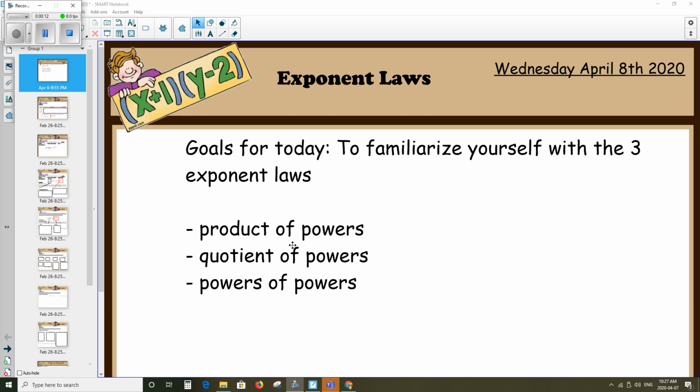The first one is product of powers. The word product means multiplication, so I'm going to show you what to do when you're multiplying powers. What do you do with the exponents? Quotient of powers. Quotient means division. And then powers of powers, so taking a power and raising it to a second power.